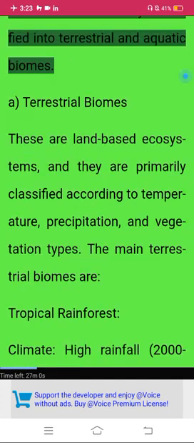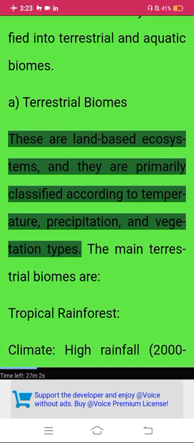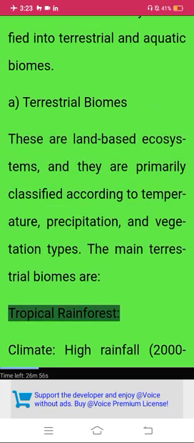2. Classification of biomes. Biomes can be broadly classified into terrestrial and aquatic biomes. Terrestrial biomes. These are land-based ecosystems, and they are primarily classified according to temperature, precipitation, and vegetation types. The main terrestrial biomes are tropical rainforest.